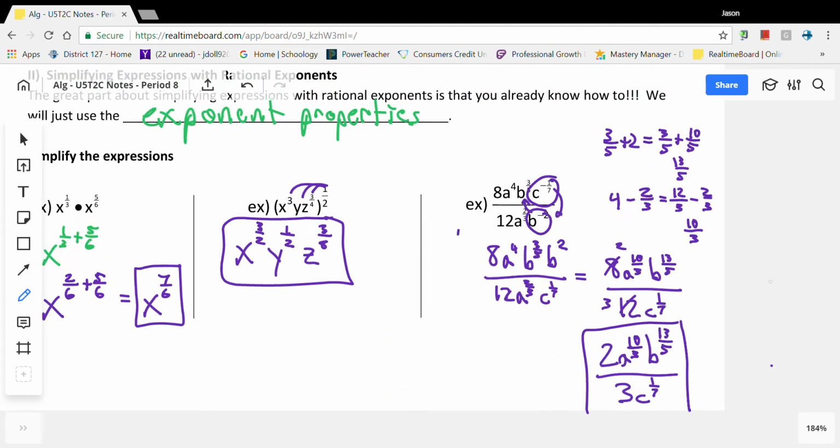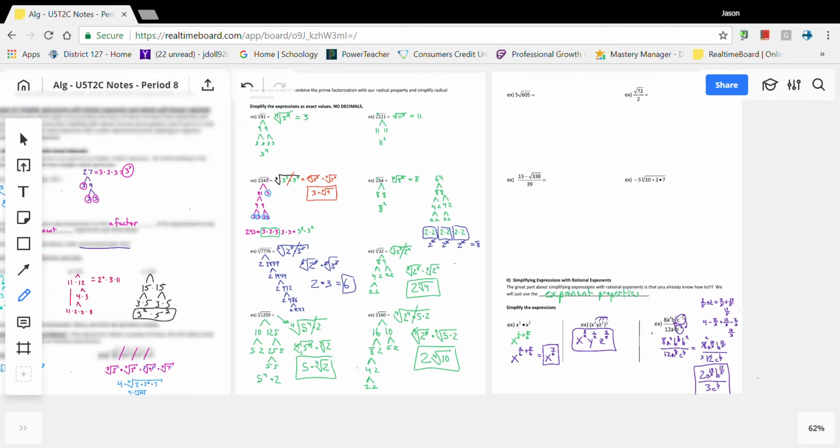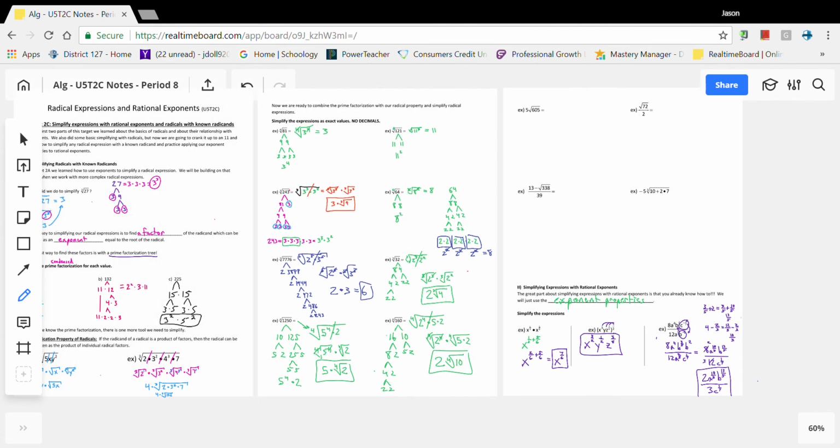All right, you will definitely have problems like these in your homework. Again, if you get stuck, please, please, please come to class with questions on Thursday, and we will go over them and work through everything we need to work through so that you can understand this stuff.